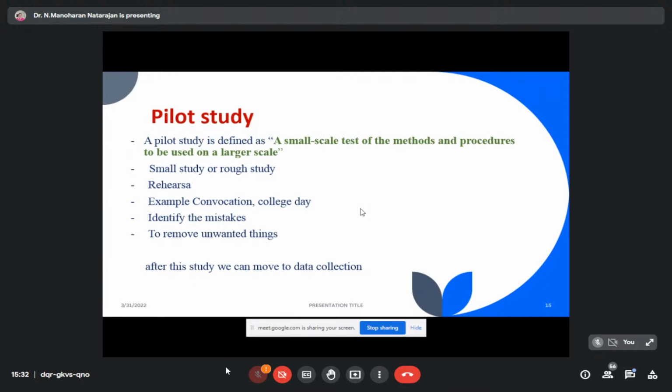Even if we are going to deal with 100 GB of data, it should first be done in a smaller volume in order to identify the mistakes and remove the unwanted things, like a rehearsal to be done. It can be called a small study or rough study before the entire process is done.